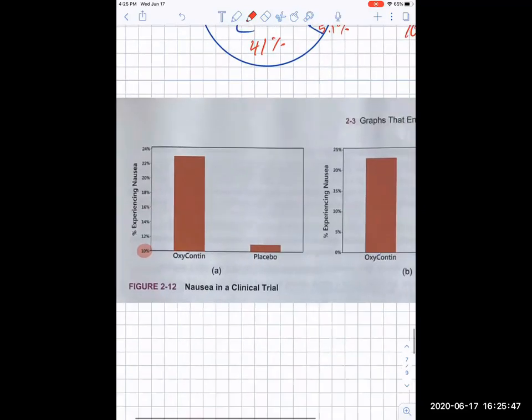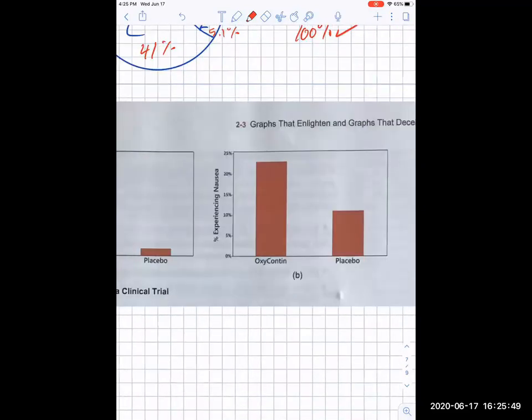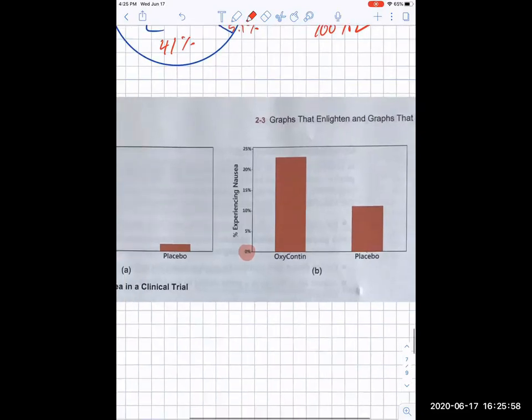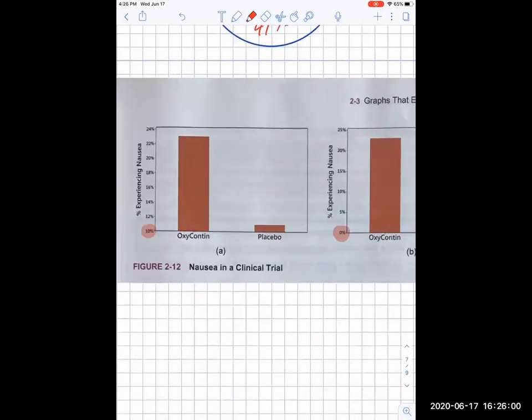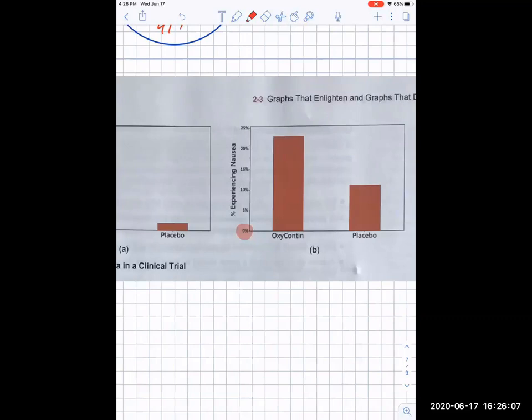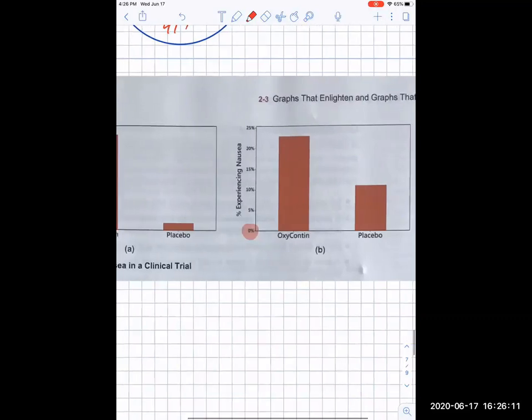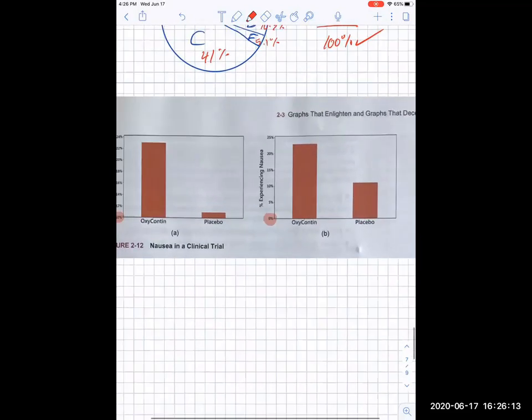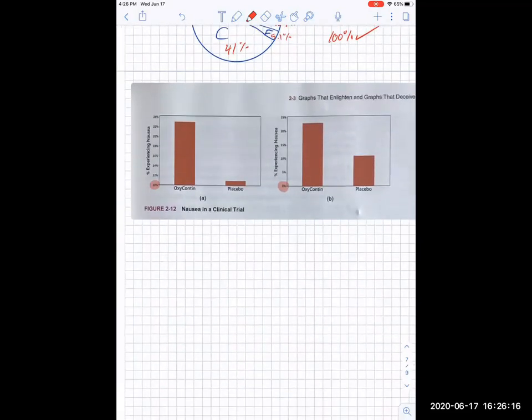The correct graph is this one here. See how it starts at 0%. And now the left bar is twice as high as the other one. So we have to be careful, guys. We have to always start our bar graph at a 0 value, not at any other percentage. So that's one thing that you have to be aware of with bar graphs.